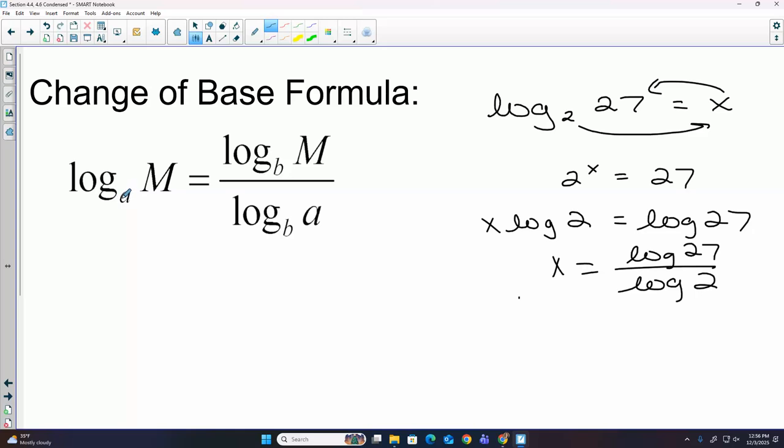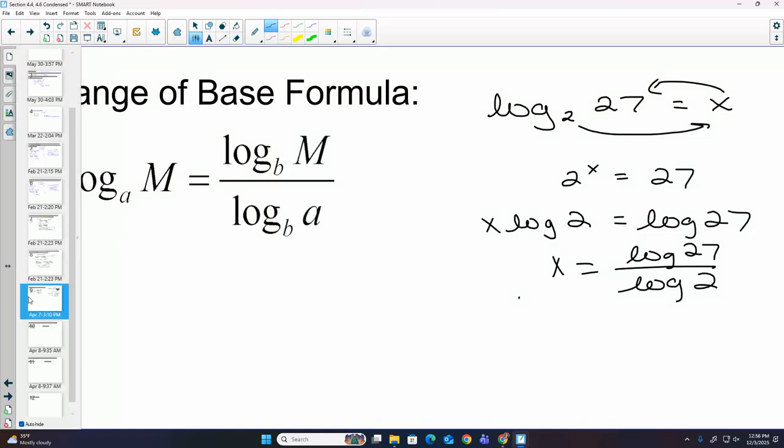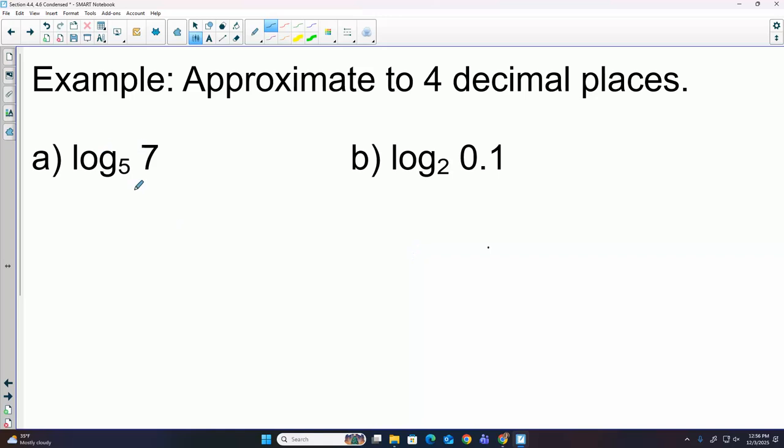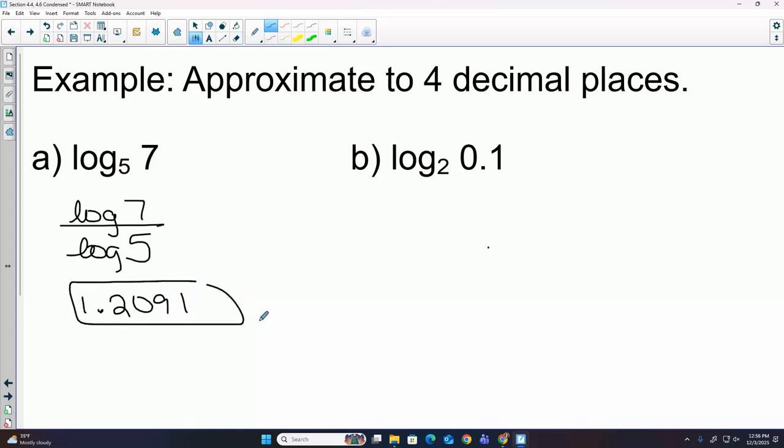So on these, I would ask you to show the work, basically just writing what you're typing in your calculator before you do it. But math-wise, there's not a lot to do here. If I asked you to approximate this to 4 decimal places, you can do your change of base. It's log of the big number divided by log of the small number. Log of the argument over log of the base. So that's all the work I expect you to show, and then you just type it in. Log 7 divided by log 5 would be 1.2091.